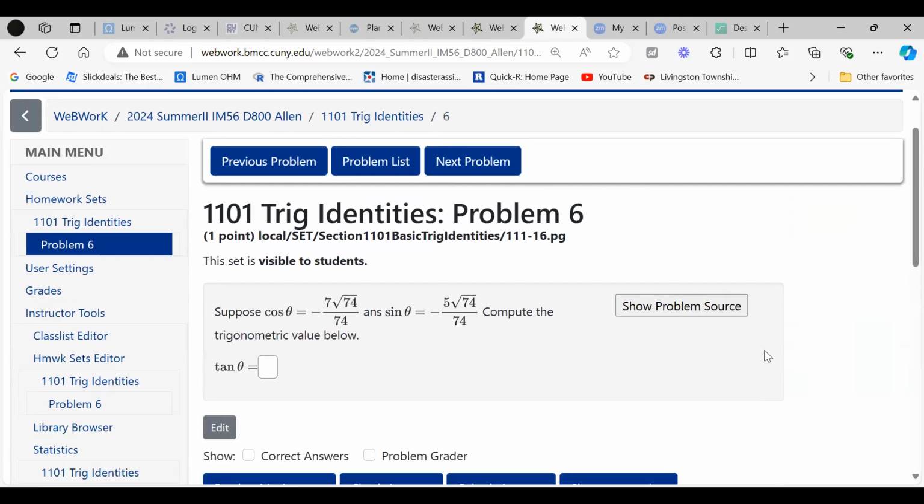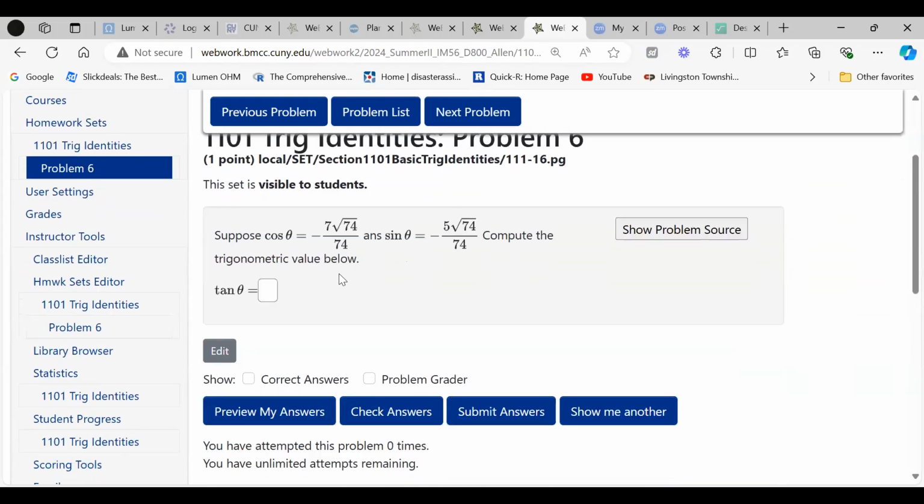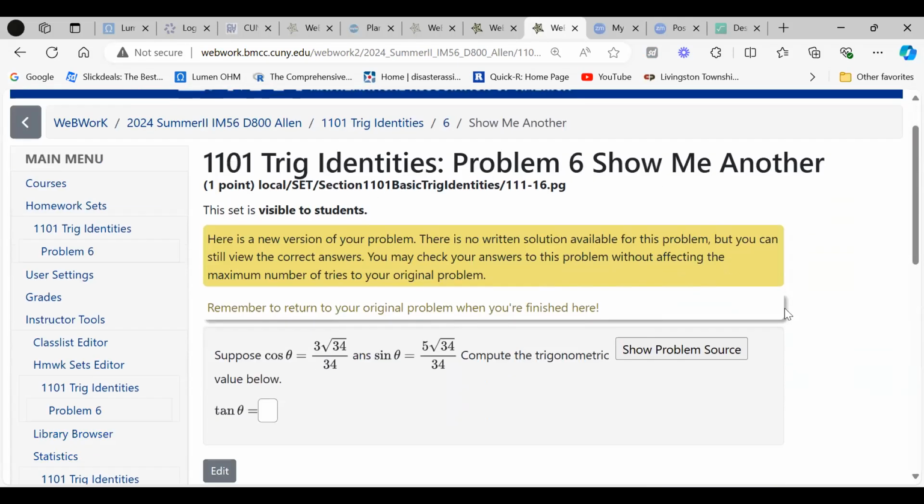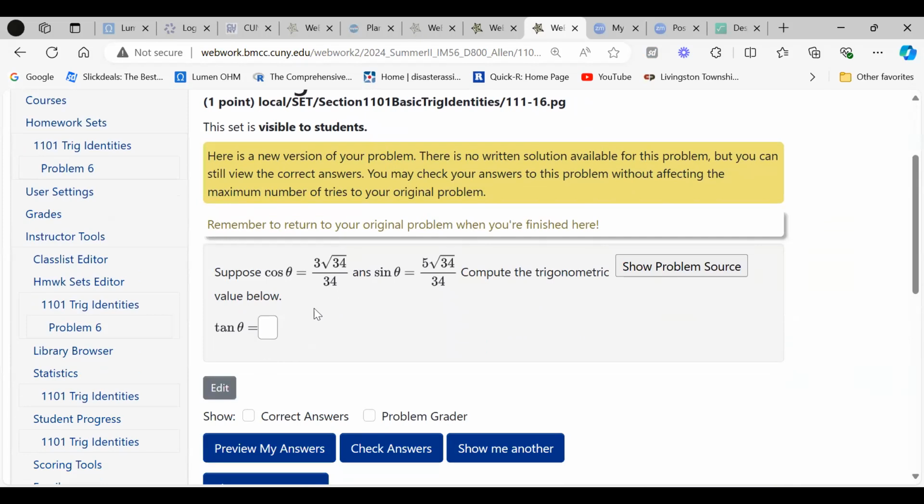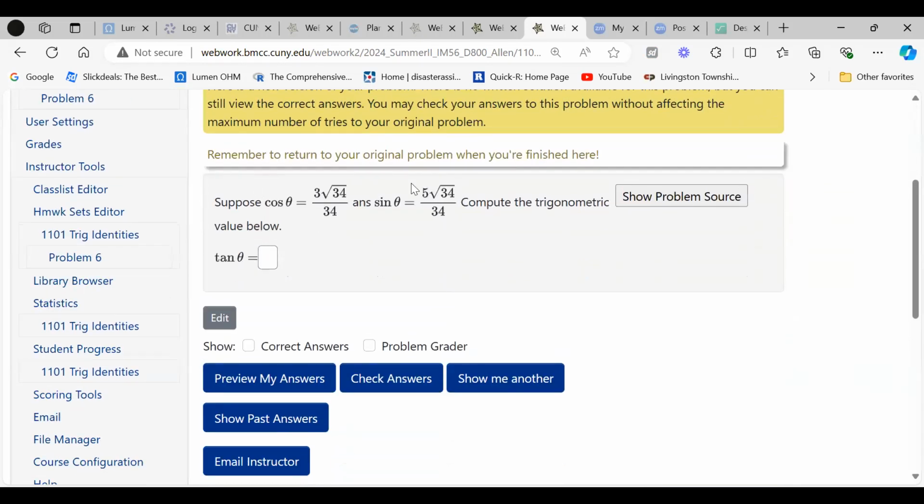All right, so now here we get sine and cosine, right? So we're going to use the quotient property to get the tangent. Given sine and cosine, get tangent, right? Try that really quickly.